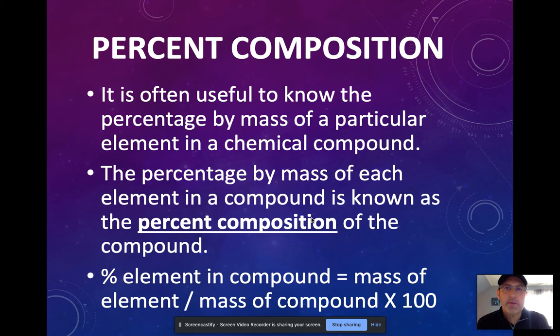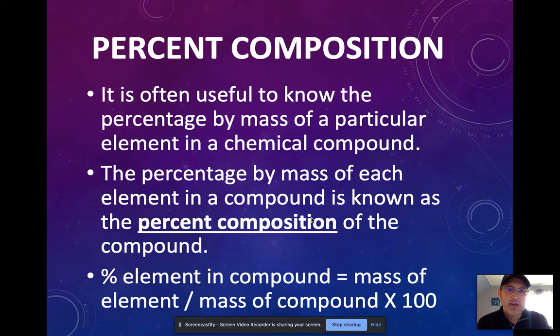If you can remember all the way back to the beginning of chapter 3, when we talked about some of our fundamental laws of science and of chemistry, one was the law of definite composition. It said all pure substances have a definite percent by mass of each of those elements in that compound. So this is really what we're doing here. We're just going to be calculating that.